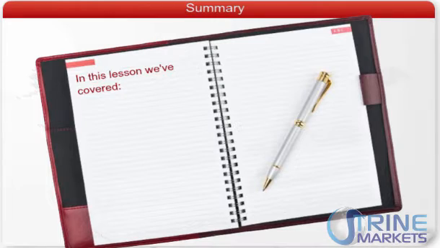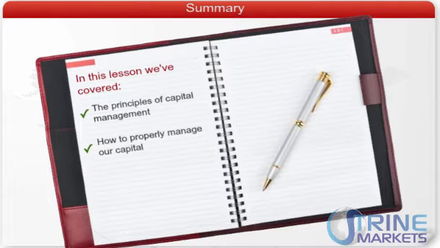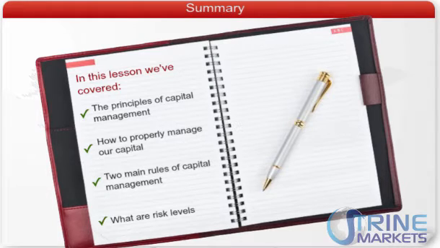In this lesson, we've covered the principles of capital management and how it helps in trading. We've learned how to properly manage our capital by keeping our losses low and our profit potential high. We've learned the 2 main rules of capital management, the 5-15 and 10-30. We've learned about risk levels and ways to work with them. If the material we've covered here is not sufficiently clear, I recommend that you retake the lesson.